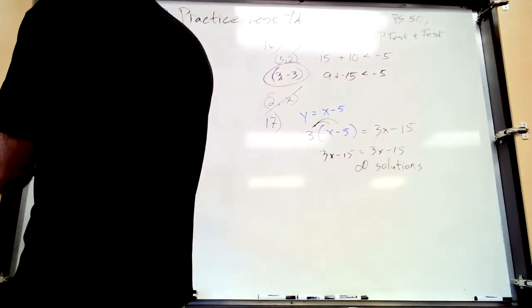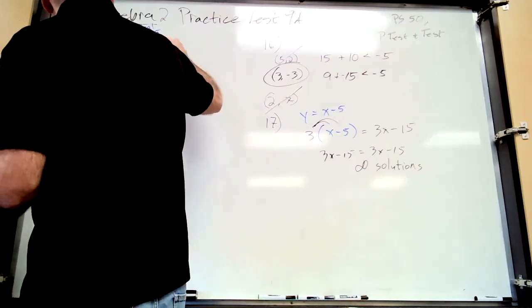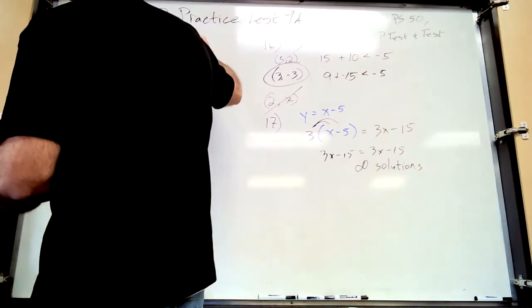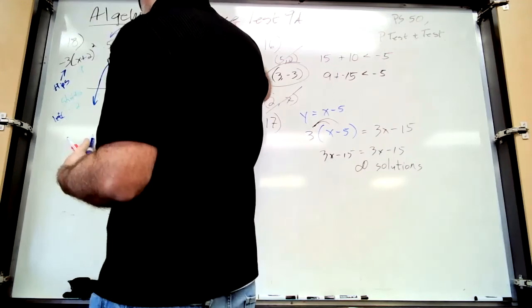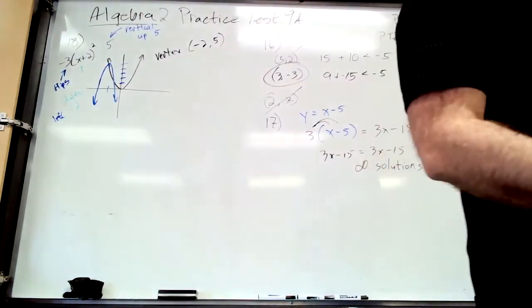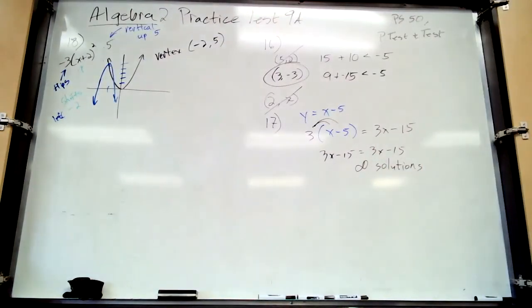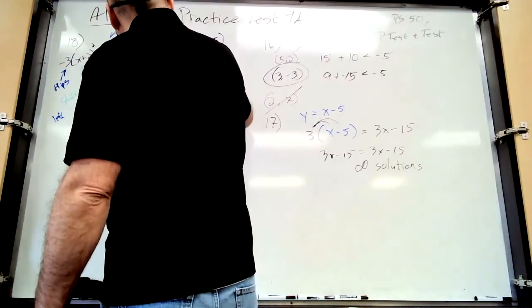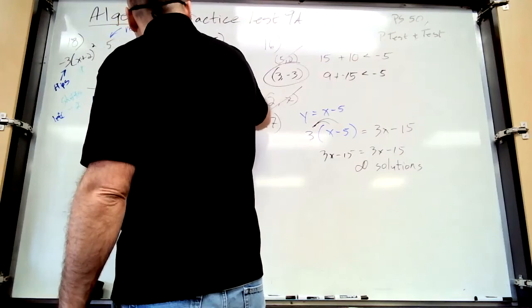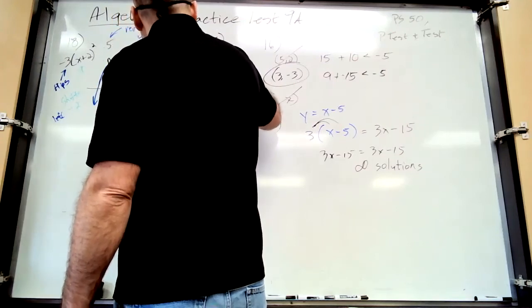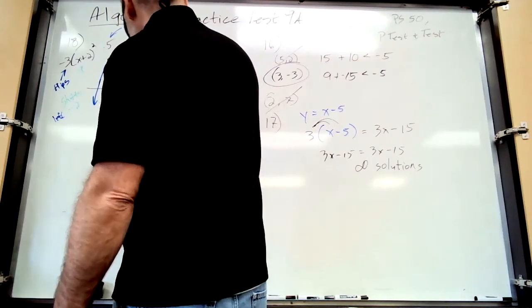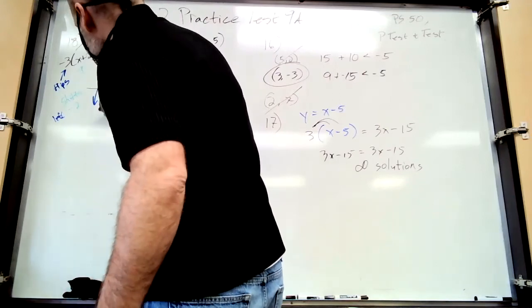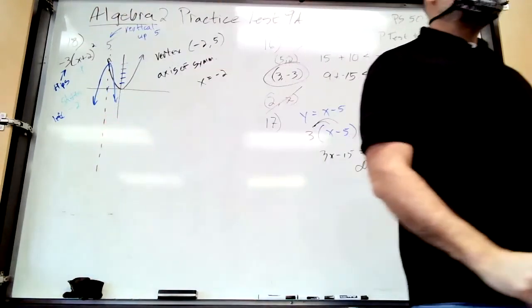So the vertex, we went left 2, up 5. So that's where the vertex is, -2, 5. So the axis of symmetry is the x value, -2. X equals -2. So see how that's the axis of symmetry? Because it's the same on both sides.